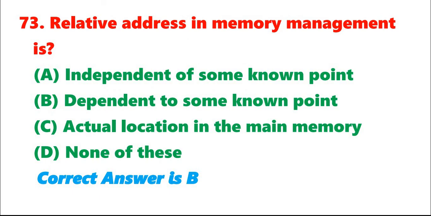73. Relative address in memory management is: A. Independent of some known point, B. Dependent to some known point, C. Actual location in the main memory, D. None of these. Correct answer is B.